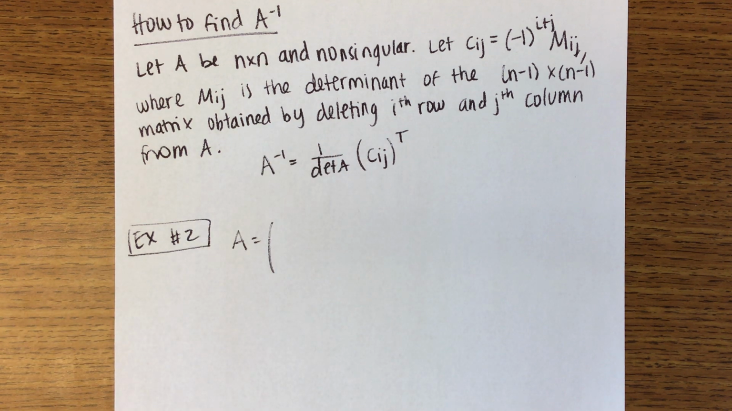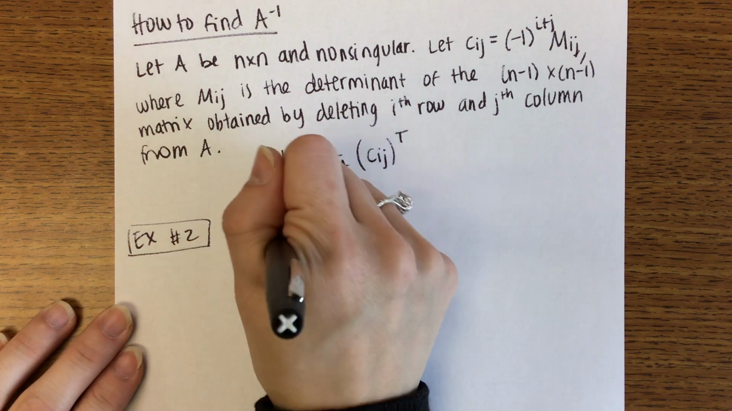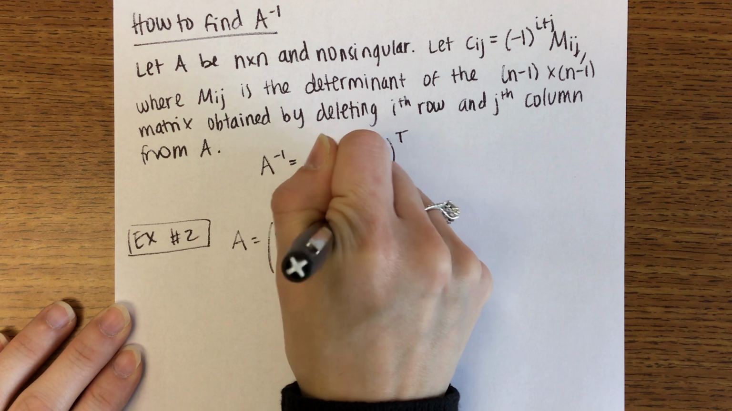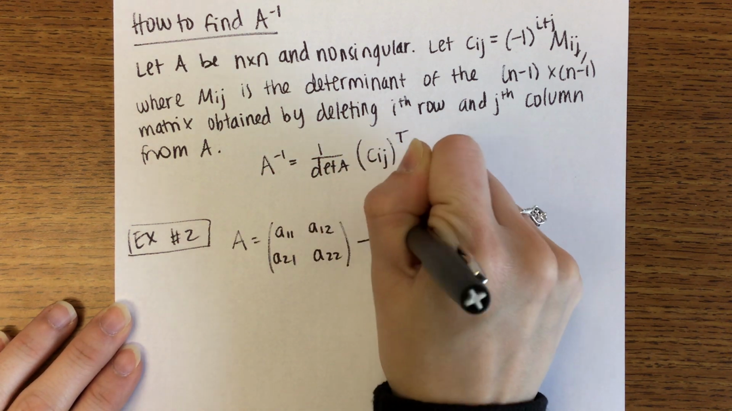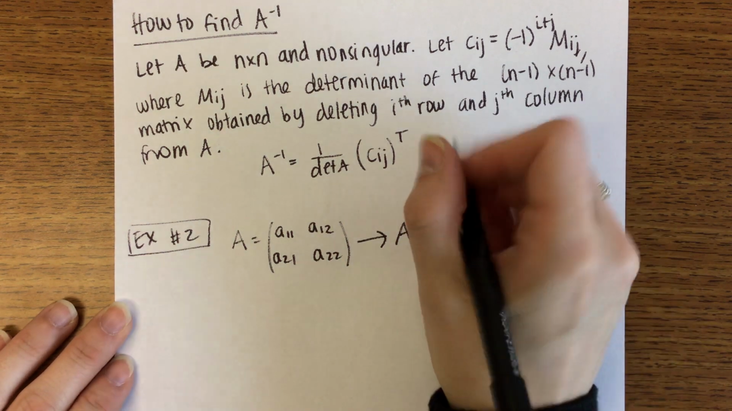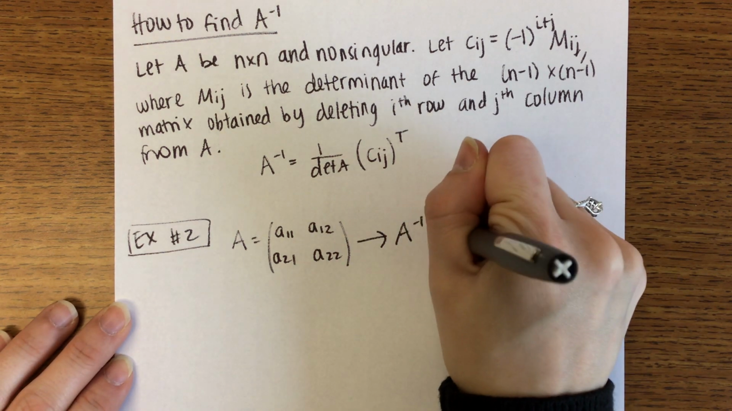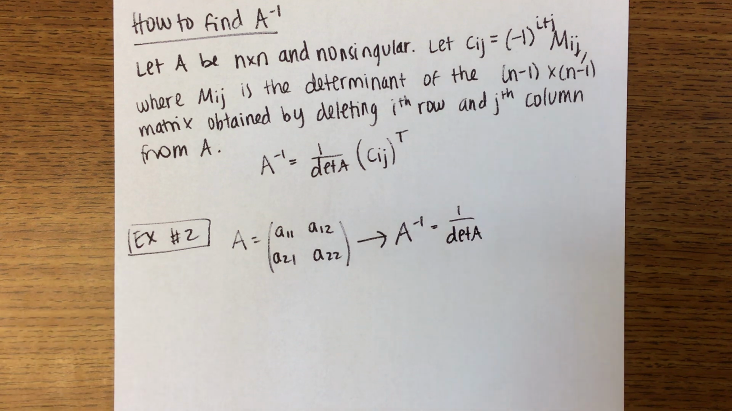Okay, so let's say A is 2 by 2. We're first going to look at just the general case, and then we'll do some with numbers. So this is A11, A12, A21, A22. If we want to find the inverse, it's going to be 1 over the determinant of A. Are we okay finding the determinant of A? Okay.